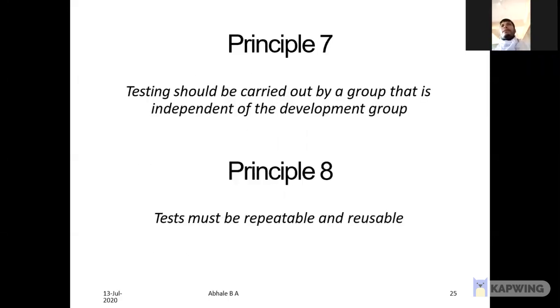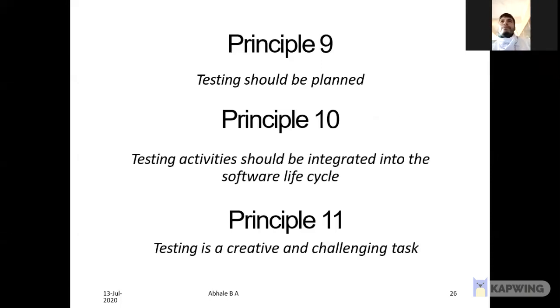Principle 7: testing should be carried out by a group that is independent of the development group. So the testing team should be one part and your development team should be another part. Testing should be carried out independent of the development group. And principle number 8: tests must be repeatable and reusable. Testing is a continuous activity, so it should be continuously repeatable and reusable.